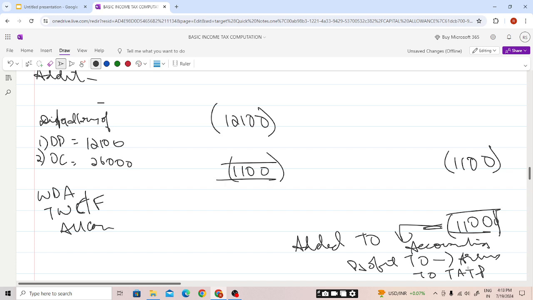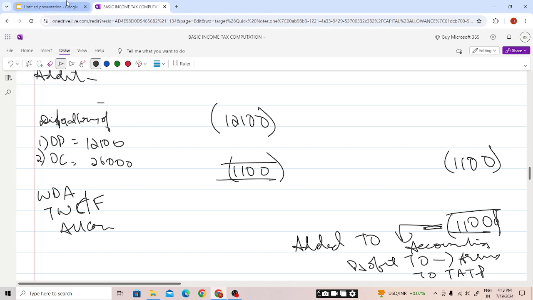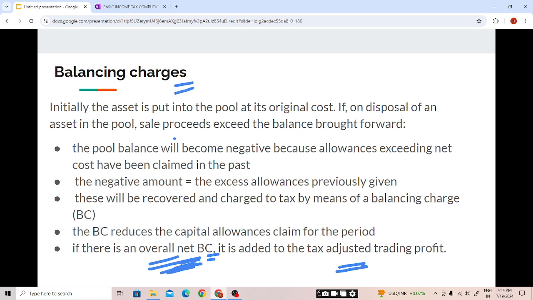This point is clear. When does the balancing charge arise? Balancing charge arises, students, when we sell the item where the disposal proceeds are greater than the balance in the pool. Sale proceeds exceed the balance brought forward.